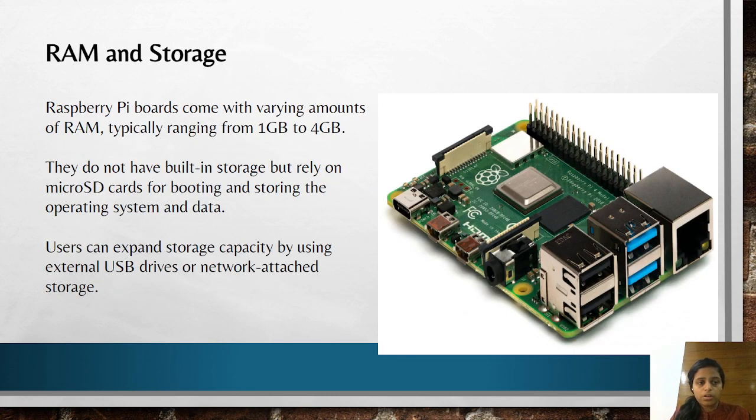So let's talk about the RAM and storage. Raspberry Pi boards can come with varying amounts of RAM, typically ranging from 1 GB to 4 GB. They do not have built-in storage but rely on micro SD cards for booting and storing the operating system and data. Users can expand storage capacity by using external USB drives or network attached storage.